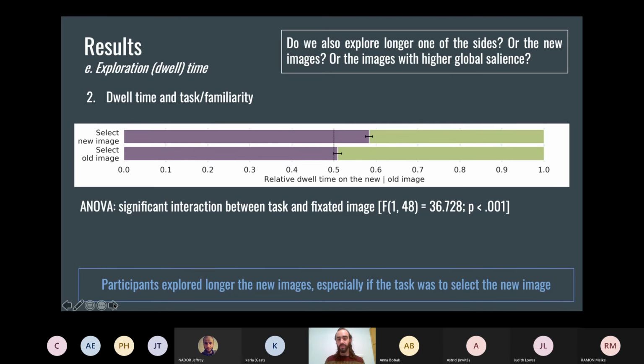So we did find a small effect, not very strong, in which participants did explore longer the new images if the task was to select the new image, which kind of makes sense. So they have to find, okay, what is the new image? And if there indeed was a new image, then they spend more time on that one. Yeah, this kind of makes sense.